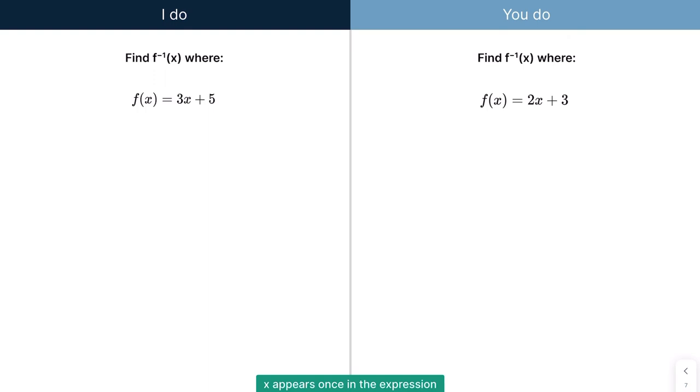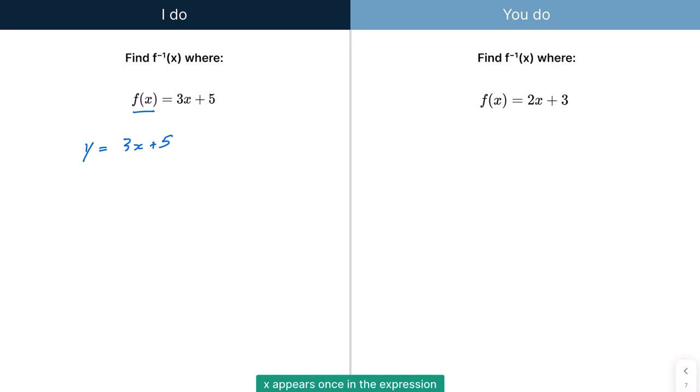So with this example, we have been asked to find the inverse of x for this function. The inverse is just the opposite. So for example, the inverse of plus would be minus. Now to find the inverse of this, there's a few steps you have to follow. So step 1, we're going to replace this with y. So that becomes y is equal to 3x plus 5.